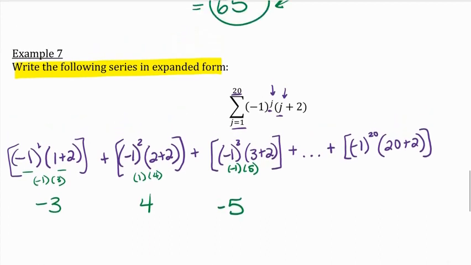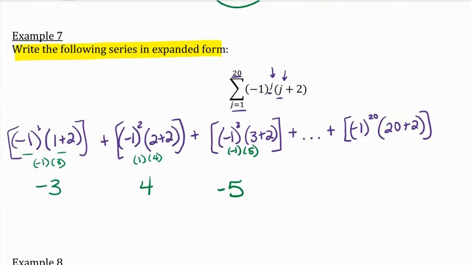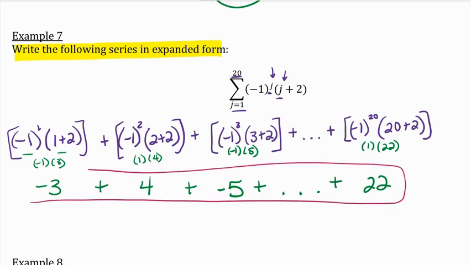And then our last one, negative 1 to the 20th power. Well, that's to an even power, so that's going to be a positive 1. And then 20 plus 2 is 22. And then we put our plus signs in here, so I didn't put them in there yet. And again, just a dot, dot, dot to show that we've got some terms we're not writing in, and we've got the last one. So that is your expanded form of that series.